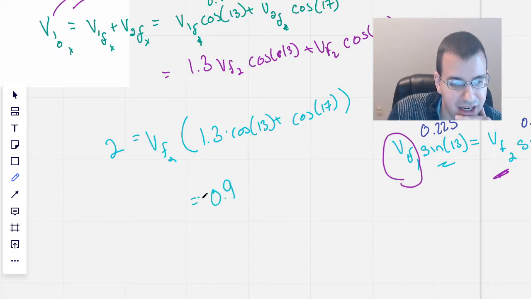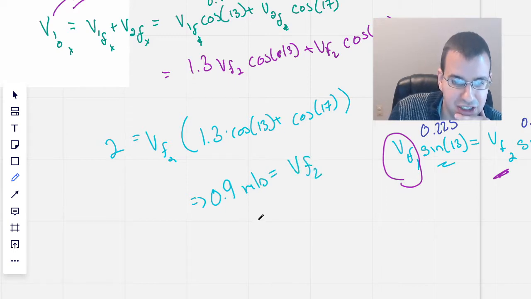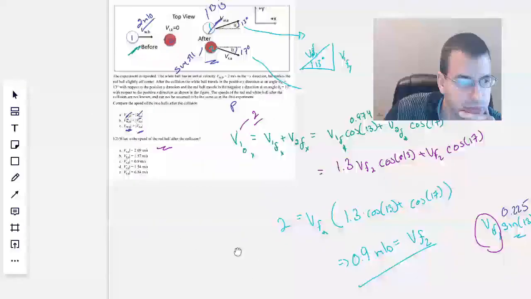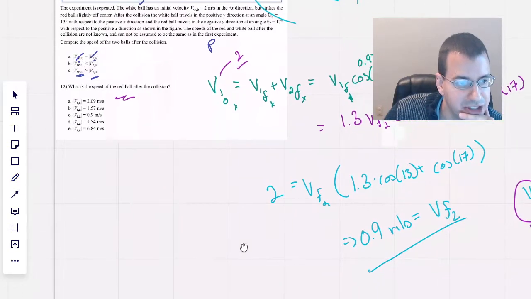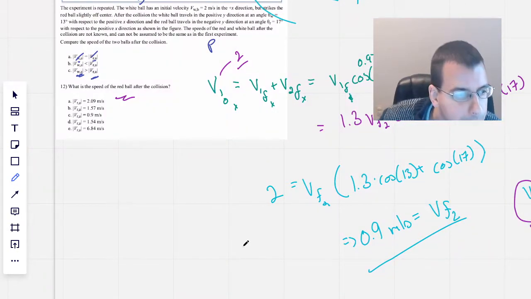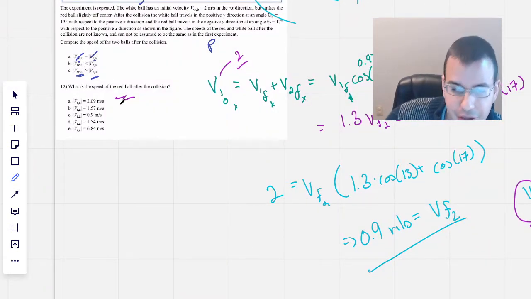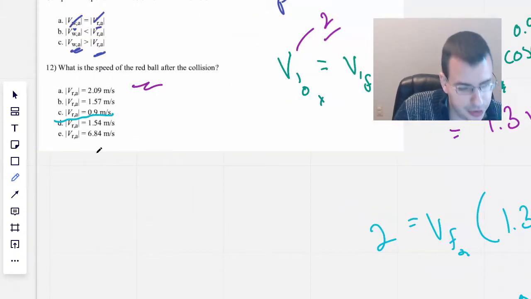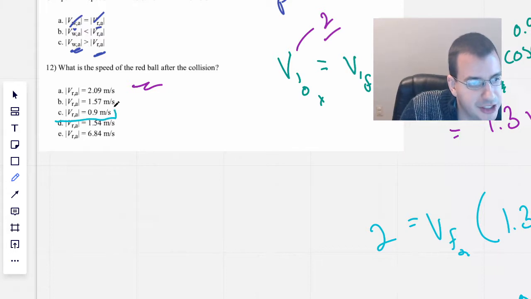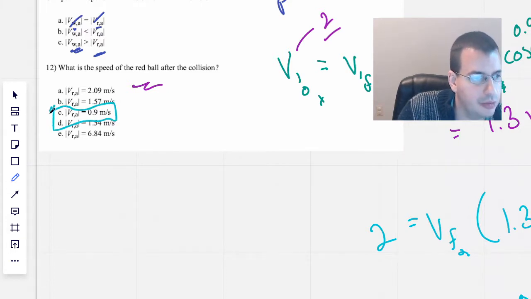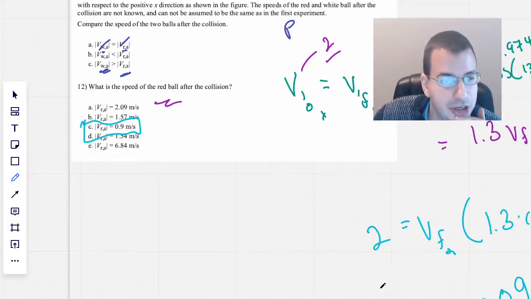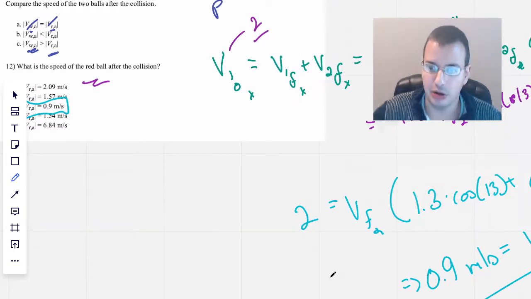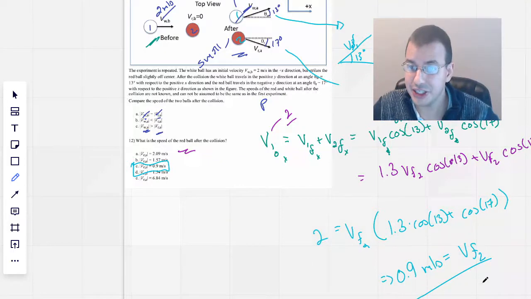0.9, and this will be meters per second, the final velocity 2. Okay? Nope, I messed up something terribly. Wait a sec. This one right here. I can draw that a little bit straighter. This is the answer. Oh man, my drawing is terrible. There we go. 0.9 meters per second. As you can see, it's too small. So that's how we approach this problem.